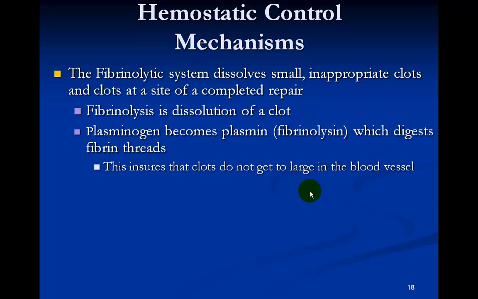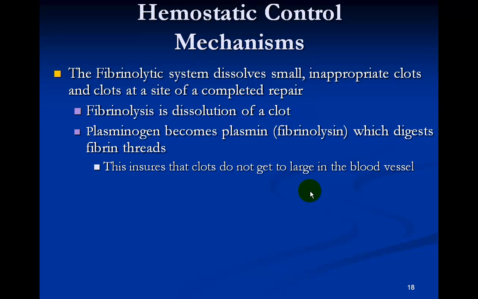Well, suppose you make this clot and it just keeps getting bigger and bigger. Well, we have a system in our body called the fibrinolytic system, which dissolves small clots at the sites of completed repairs. 2 things happen. Fibrinolysis is the dissolution of the continuing expansion of the clot, and it only stops or dissolves the part that is getting too large. Plasminogen is converted into plasmin, also known as fibrinolysin, which digests fibrin threads. So no more platelets can be trapped and pulled into the clot.